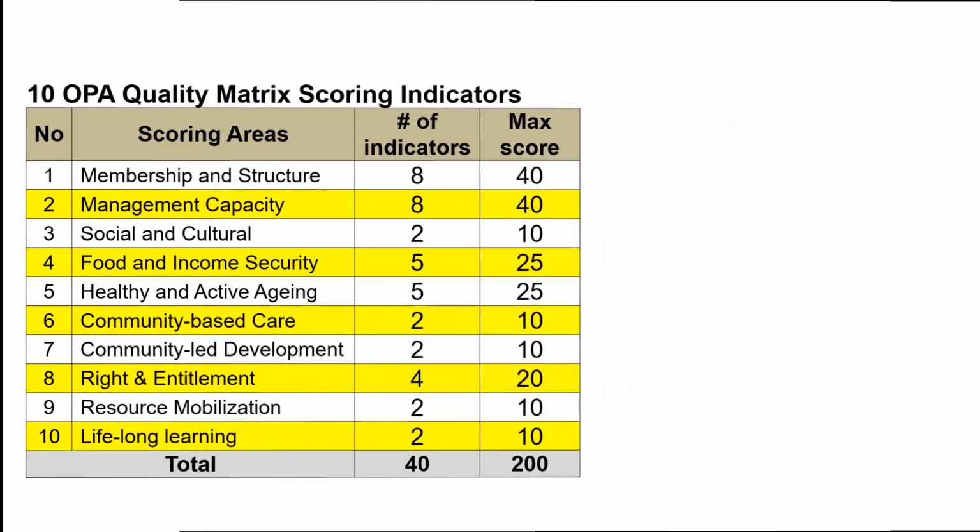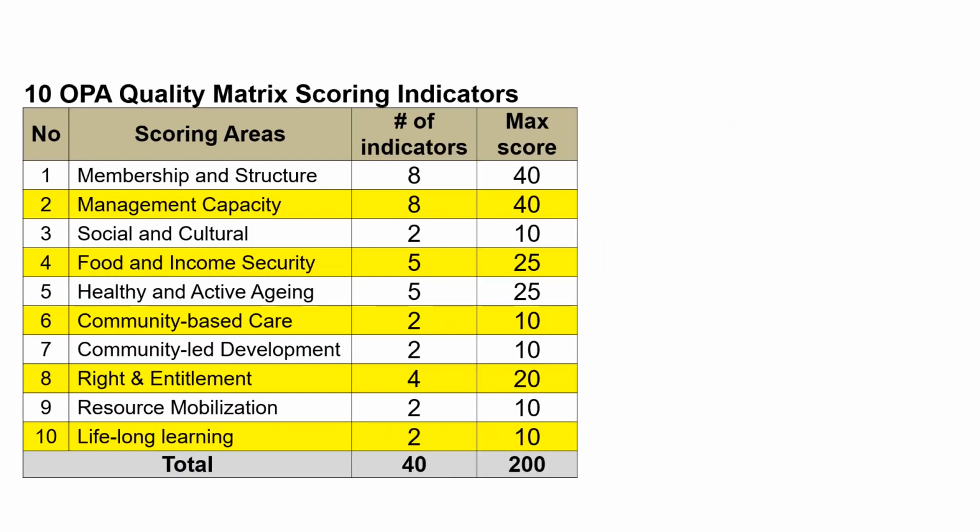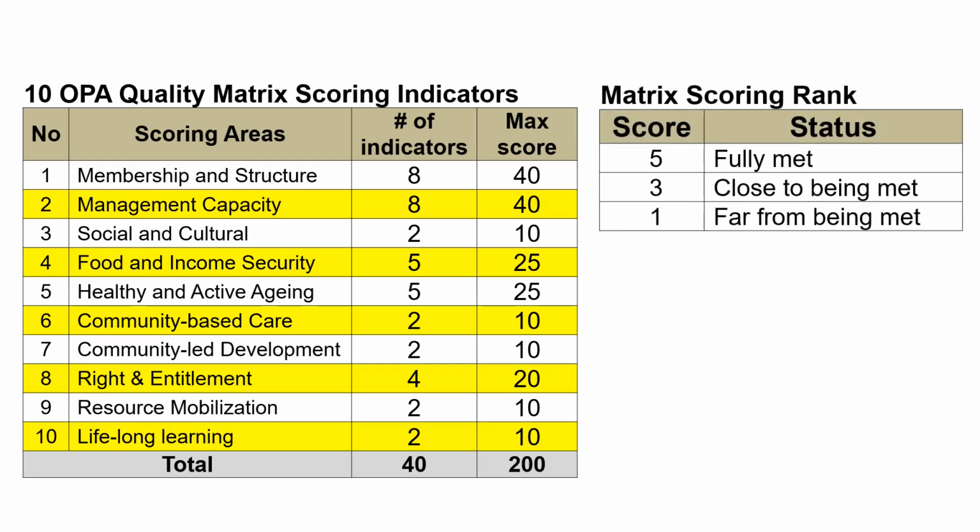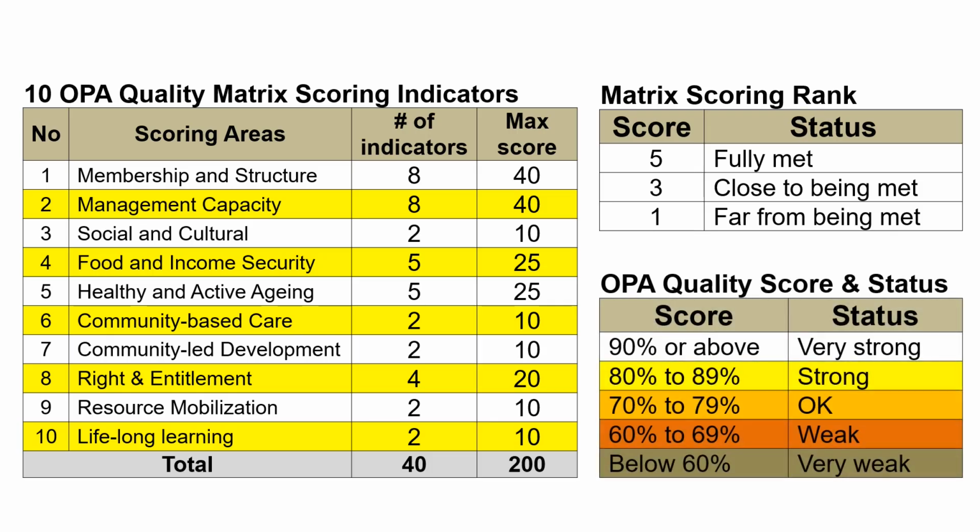The current OPA model has a total of 10 scoring component indicators, which consist of 40 sub-indicators. Each indicator is given a score from 1 to 5, with 5 being fully met and 1 being far from being met. The OPA quality scores and status are given by percentage of maximum score, with 90% or above being very strong, 80 to 89% being strong, 70 to 79% being okay or average. Below 70% is considered weak.